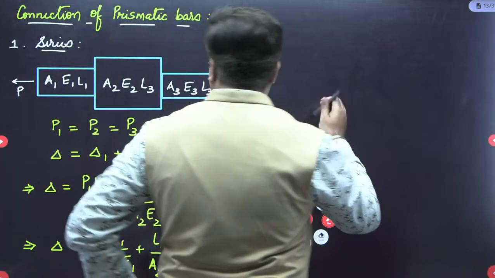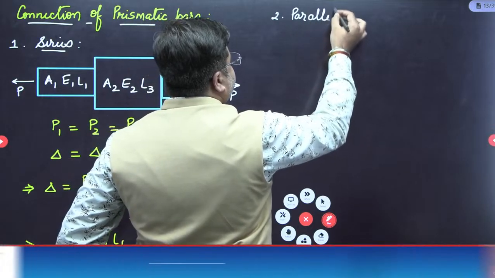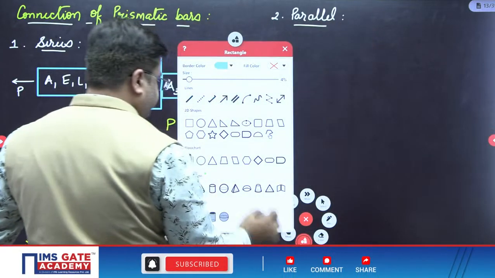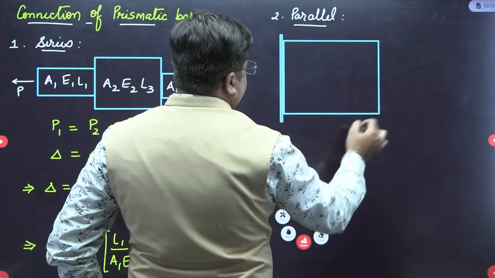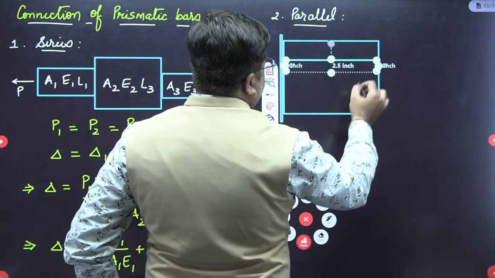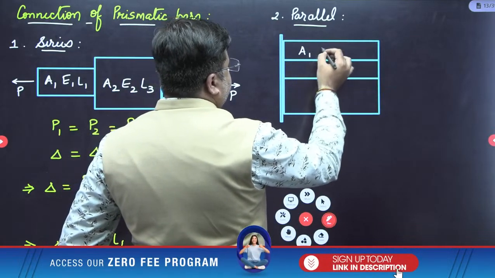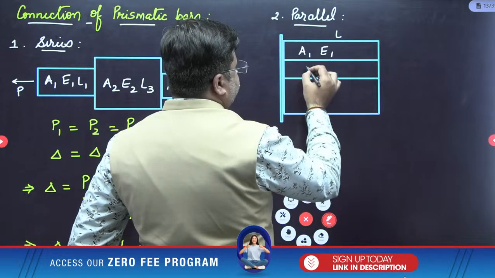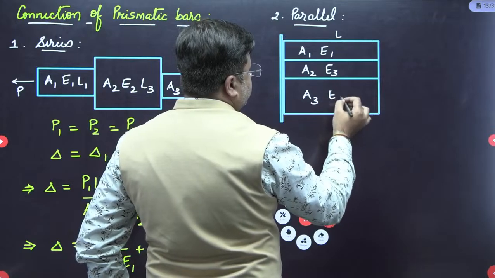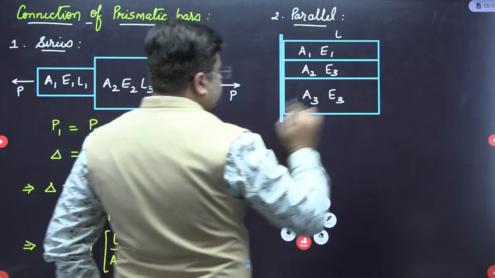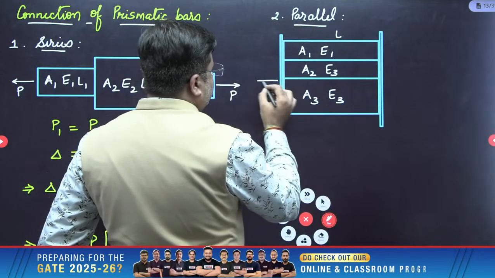Similarly, you have the bars connected in parallel. Second one is for the bars connected in parallel. For example, there are 3 prismatic bars connected in parallel like this. Bar number 1, 2, and say 3. So this is A1, E1. Length of all the bars is same, A2, E2, and then you have A3, E3. And this assembly is subjected to a total load of P.